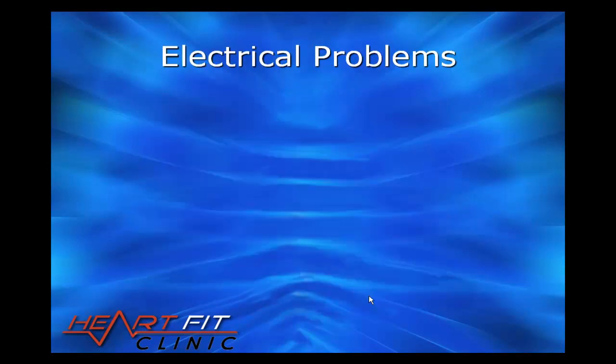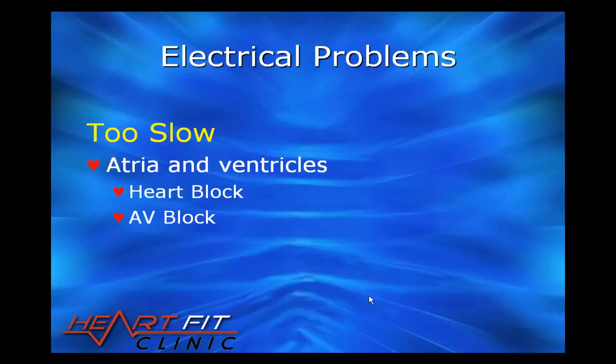So some other electrical problems to be concerned about are if it goes too slow. These are more bradycardic conditions. Conditions where it goes too slow between the atria and ventricles could be a heart block or even an AV block. This is a concern with the AV node, or the gatekeeper of the ventricles. This is where the gatekeeper of the ventricles is blocked, resulting in delayed ventricular contraction. And this can be treated with medication or even intervention, to a point where the patient may require a pacemaker.